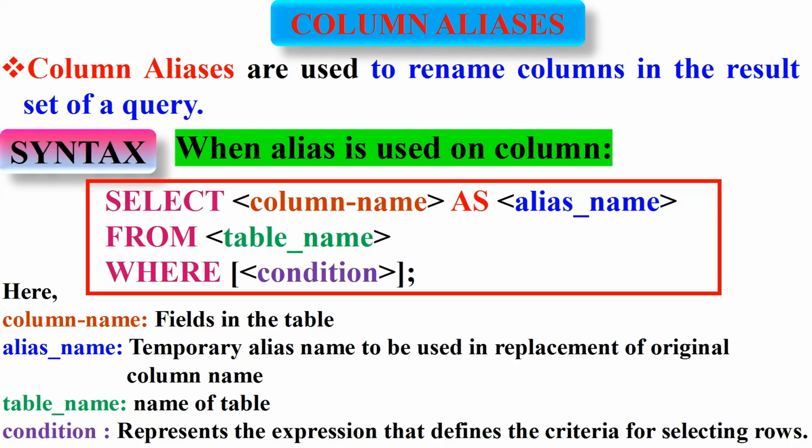The syntax is, select column_name as alias_name, from table_name, where condition, semicolon. Here, column_name is the fields in the table. Alias_name is the temporary alias name to be used in replacement of original column name. Table_name is the name of table and condition represents the expression that defines the criteria for selecting rows.